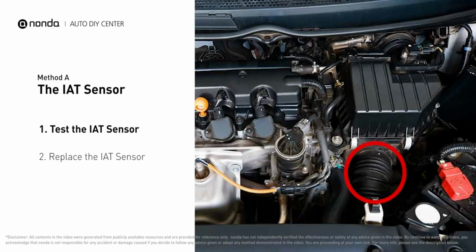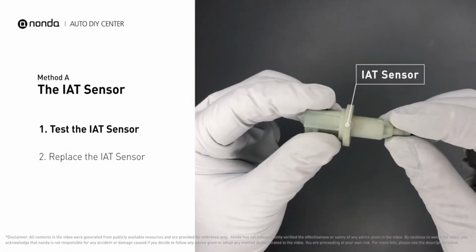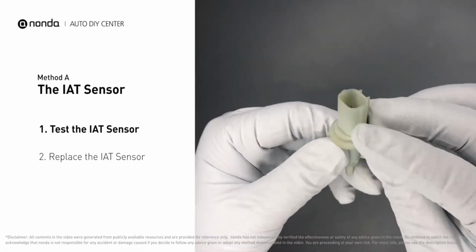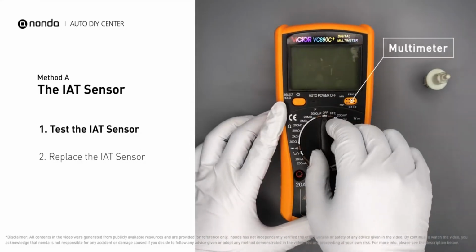First, carefully remove the IAT sensor from the vehicle. Visually inspect the sensor to make sure it hasn't been contaminated by a leak from another engine component. Use a multimeter to proceed with a test on the IAT sensor in order to get a correct reading.